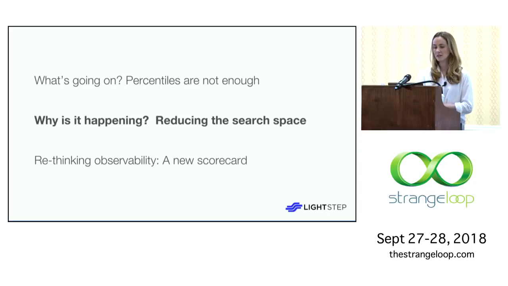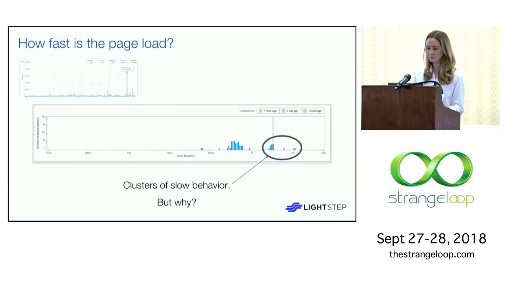So that was about what's going on. Now let's shift to talking about why it's happening. In thinking about this, I think we'll see the opposite trend. Looking at what's going on, it was interesting to see as much data as possible, but to understand why it's happening, what we actually want is a system that helps us reduce the data to see only the things that are useful.